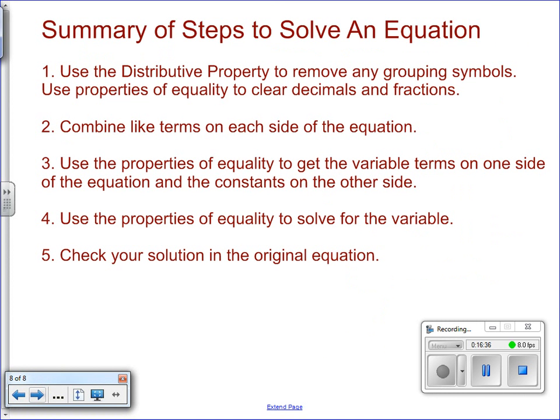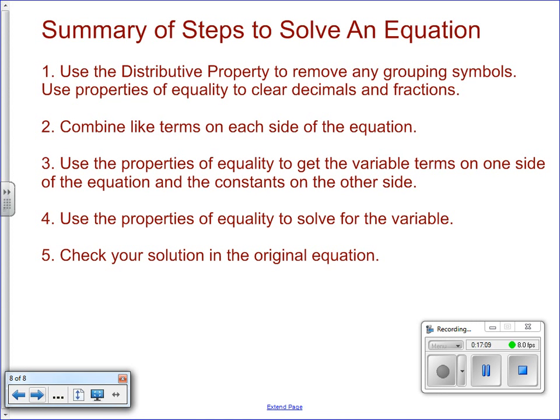All right, let's summarize our steps then to solve an equation. Step number 1, the first thing that you want to do is to remove any parentheses or other grouping symbols. This may involve the use of the distributive property. Another thing that you may need to do is to clear decimals and fractions, and you can do that by using one of your properties of equality.